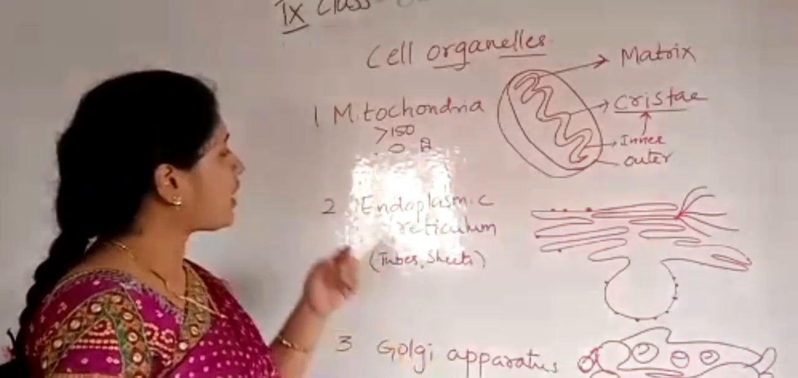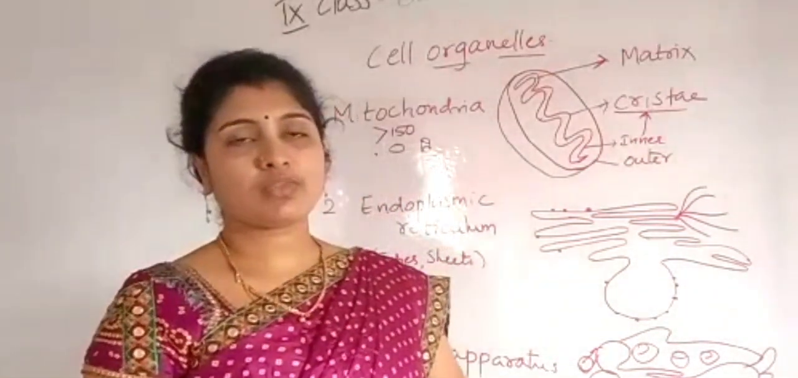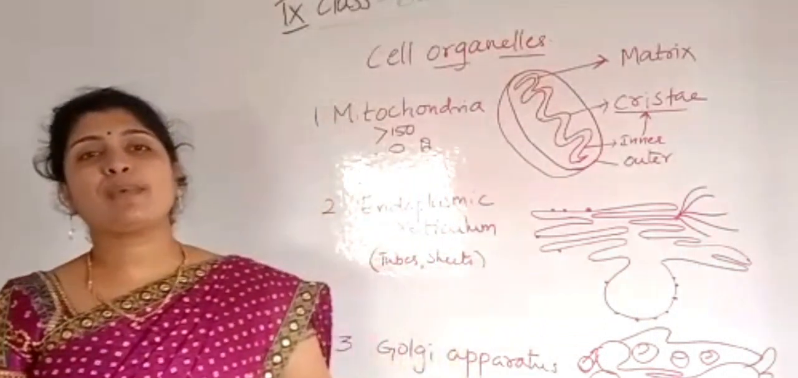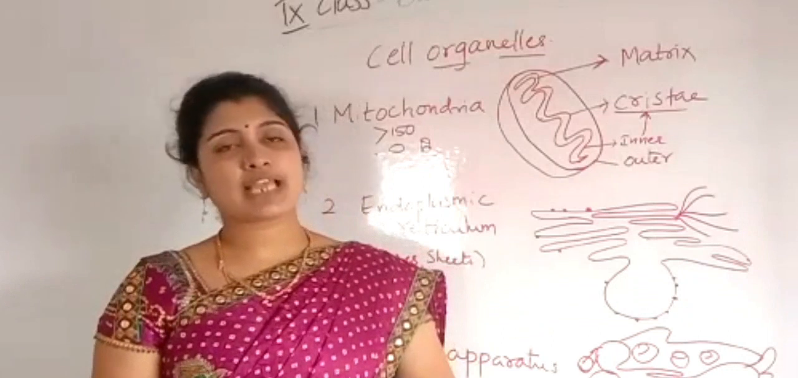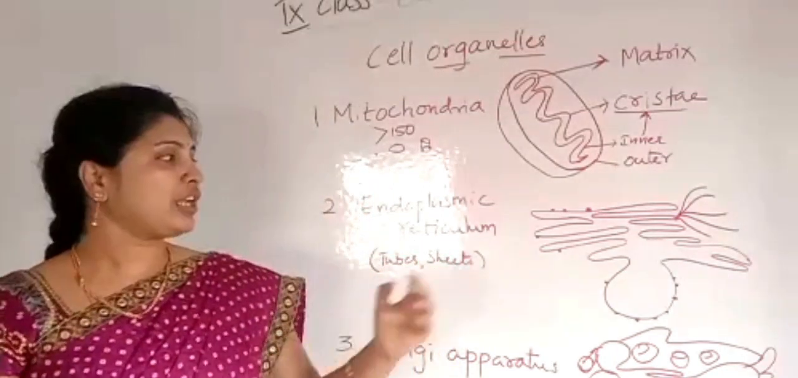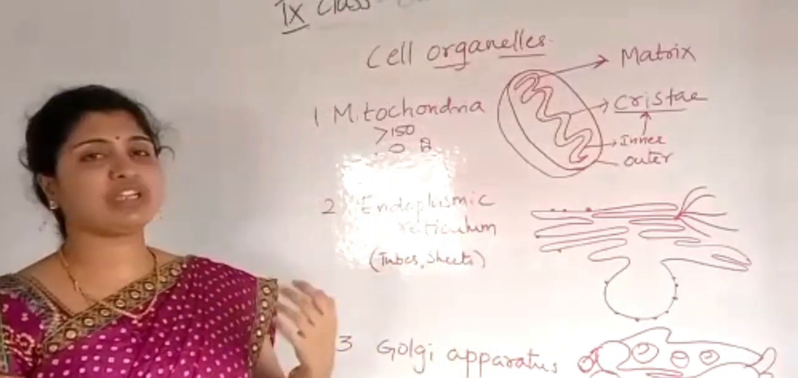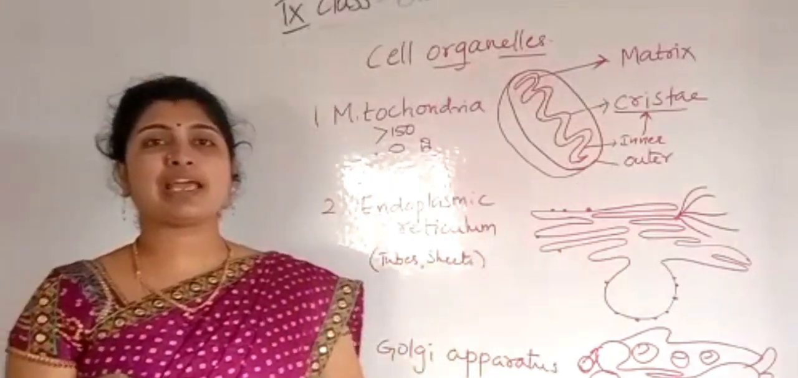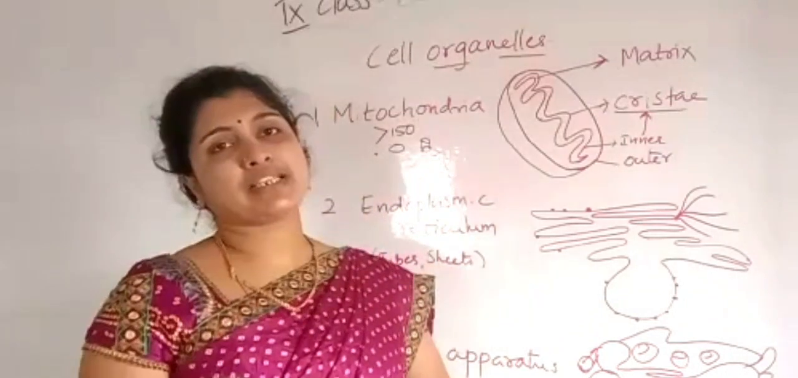So, the next cell organelle is the endoplasmic reticulum. The cell is usually covered by a cell membrane, so it will be a membrane-like structure only. The endoplasmic reticulum, if you consider, is a membrane-like structure only, extending inwards.